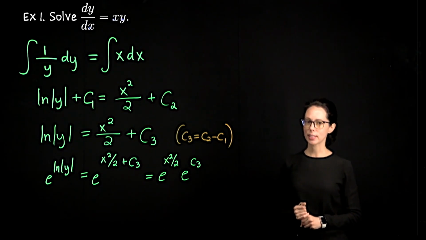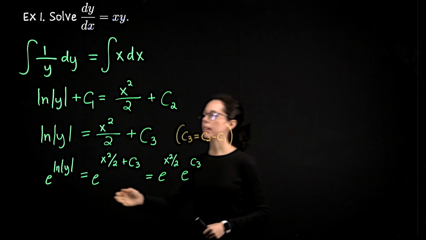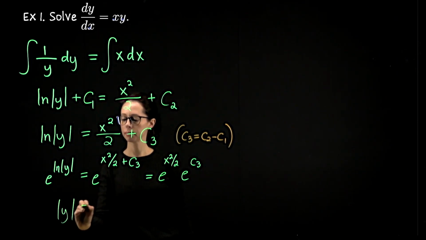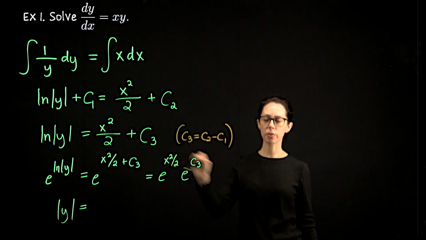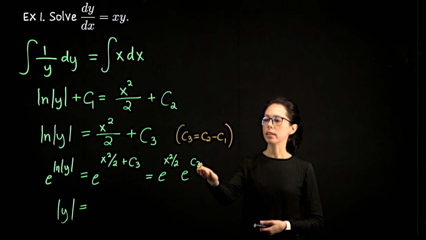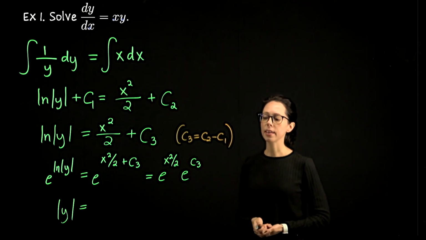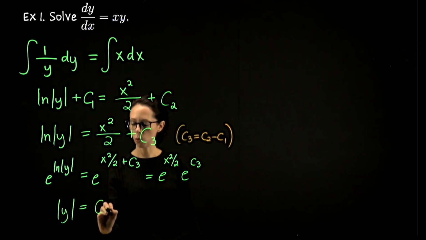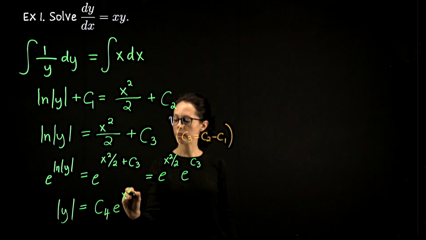Okay, here's where we're going with this exponentiation. e and natural log are inverse functions. So on the left-hand side, e to the natural log of absolute value of y is just going to leave us with the absolute value of y. On the right-hand side, there's nothing we want to do to e to the x squared over 2. That's just what it is. e to the c3 is just another number. So c3 is a number, e raised to that is a number, so this is just another number. Let's give that number a name, and I'm going to call it C4. So we'll say the right-hand side is C4 e to the x squared divided by 2.